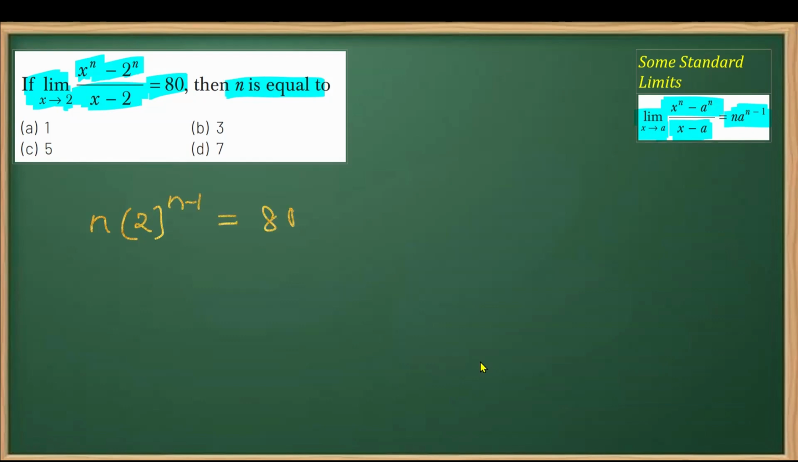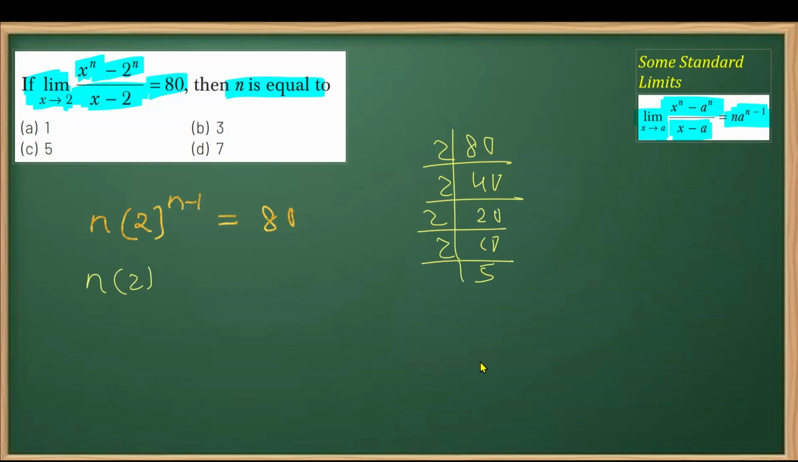Next, I'll do prime factorization of 80 so as to find its factors. So this is 2, 40 times 2, 20 times 2, 10 times 2, 5 times. So this is n times 2 raised to the power n minus 1, and I can write 80 as what?